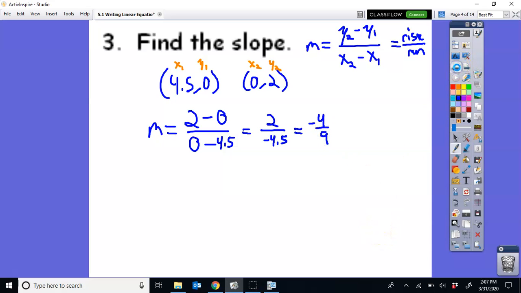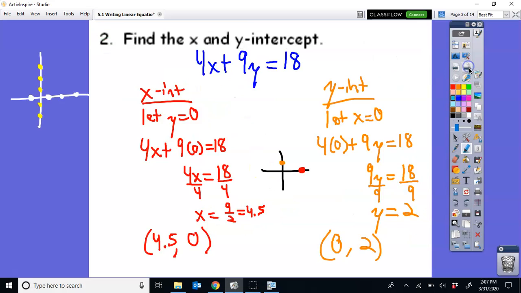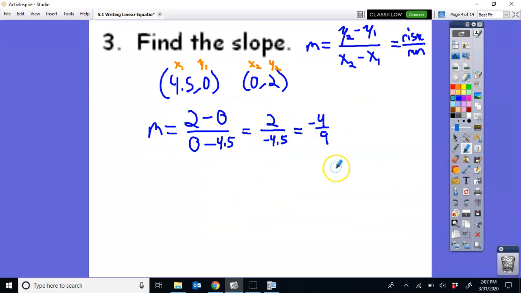Let's go back over here for just a second. What did we figure out our slope was in the very first problem? If you look right here, our slope was negative 4 over 9. So when we get the slope of negative 4 over 9 here, we've got a way to check ourselves. That slope is exactly the same no matter which way you find it.